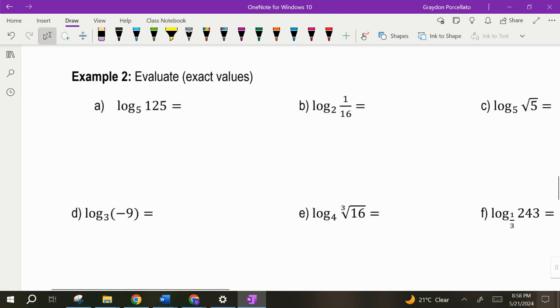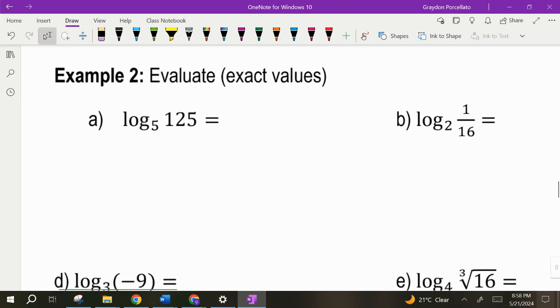So, let's try some questions here. Now, with these questions, we should be able to do most of these without a calculator. If you need a calculator, you can use trial and error. Okay? But I'm going to do these without a calculator, to show you that you can calculate these just using your head, or you can use trial and error.